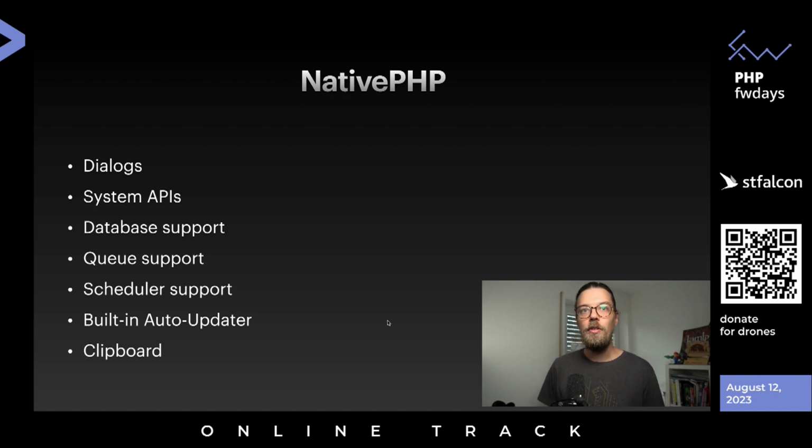We have full support for the scheduler, so if you want to run some tasks like a cron job automatically, as long as your native application is open, you just add it to this console kernel and schedule it there in Laravel. It just works out of the box with NativePHP. We have a built-in auto updater that allows you to update your application using S3, DigitalOcean, or GitHub.